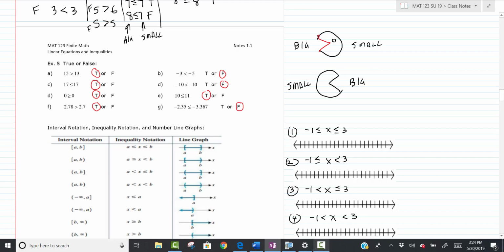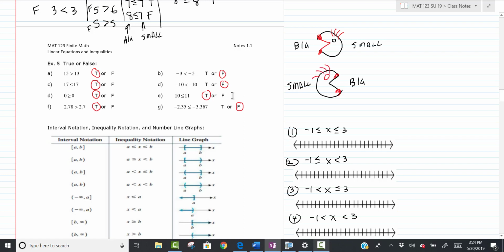You can make this into Miss Pac-Man. Actually, I was out to dinner last night and kids were playing Miss Pac-Man, another old video game. And it basically just had eyelashes and it had lips on it, if I remember right.